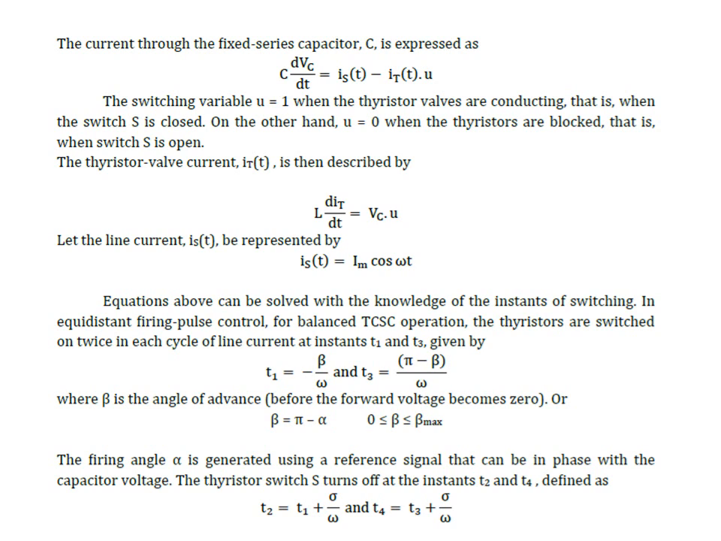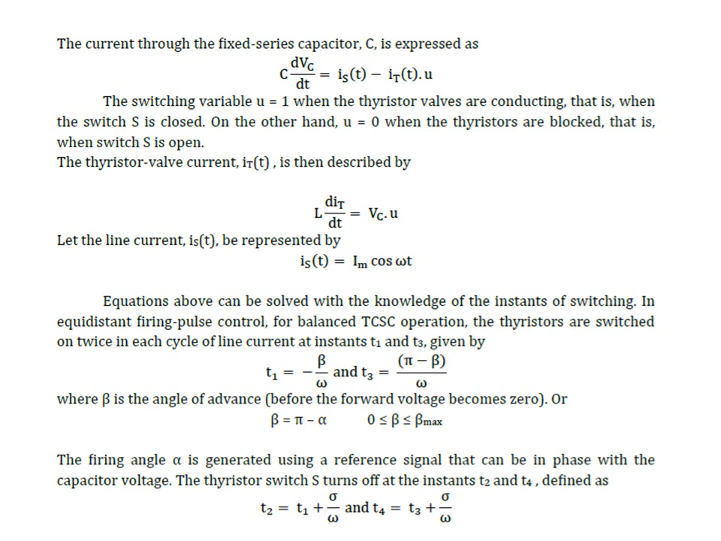In this condition, the capacitor voltage developed is given by the equation C dVc/dt = I_S(t) - I_T(t). That is, the directions of the source current and the current flowing through the thyristor valve are opposite, so we have the difference of these two currents. The thyristor valve current I_T(t) is then described by, since the thyristor branch is inductive in nature, L dI_T/dt = Vc times u.